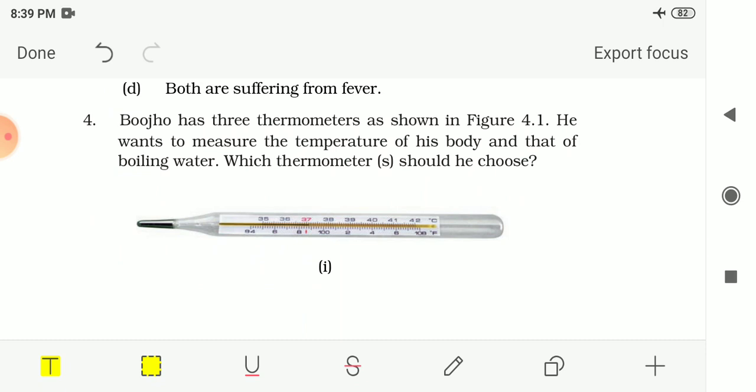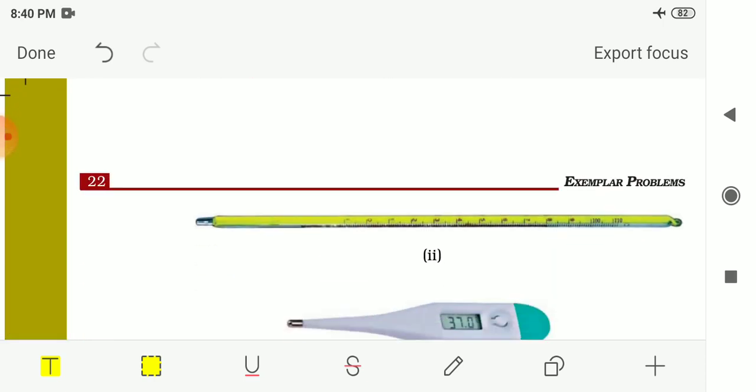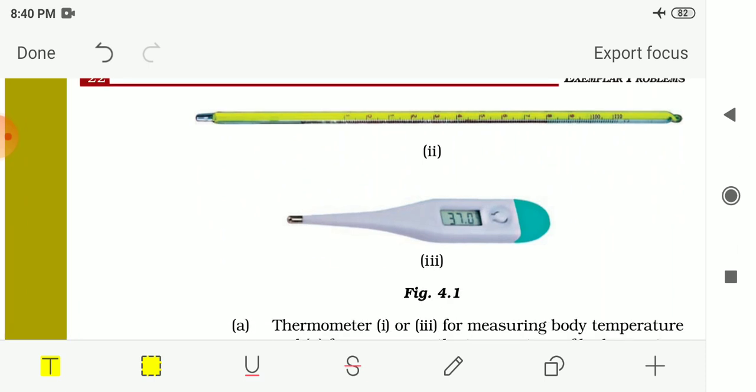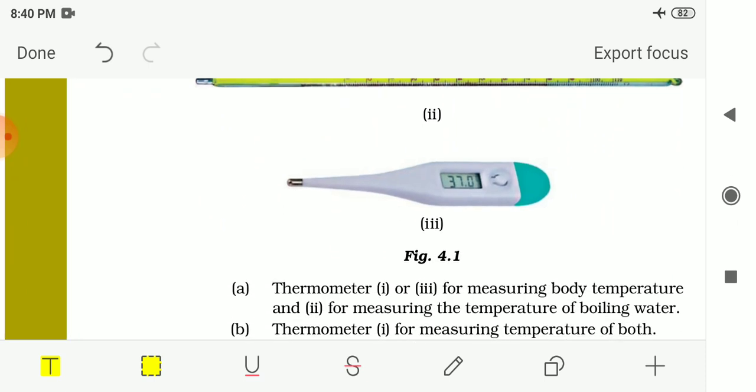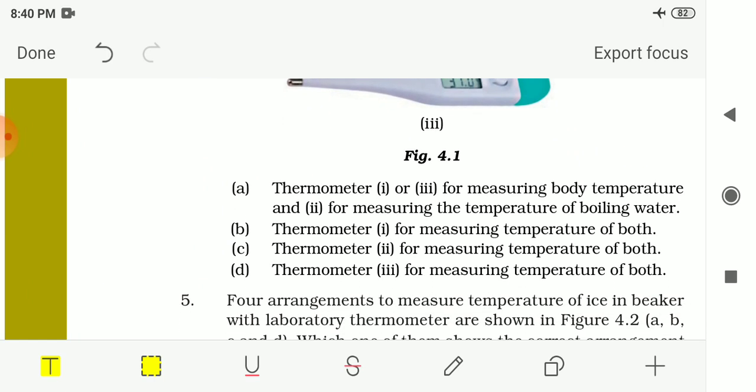He wants to measure the temperature of his body and that of boiling water. Now which thermometer should he choose? He has 3 thermometers and he wants to measure his body temperature and the temperature of the boiling water. So here the first thermometer is shown to you. It's a clinical thermometer. Next, the second thermometer is shown to you. It's a laboratory thermometer. And the last is shown to you. It is also a clinical thermometer, or you can say a digital thermometer. So now options are given to you.